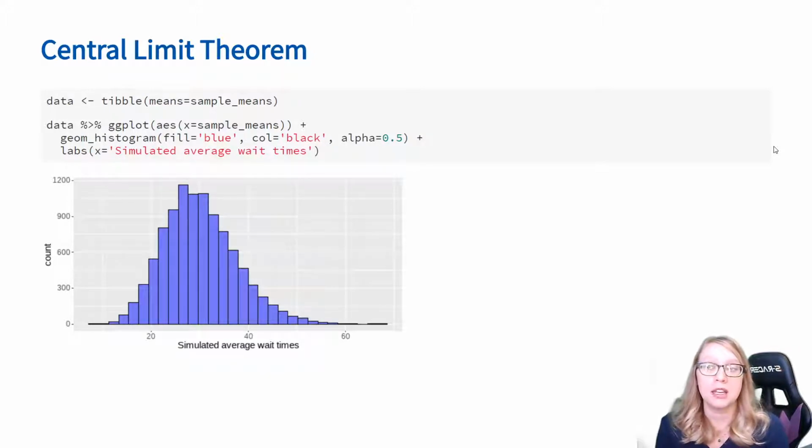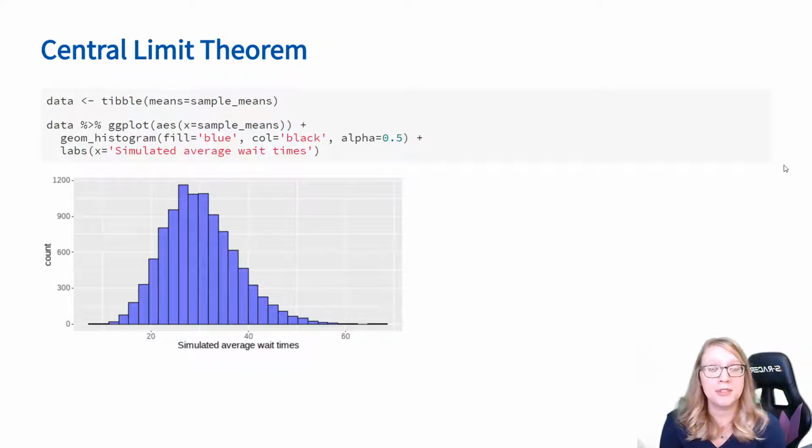More importantly, here's what this distribution of sample means looks like. It's still mimicking the exponential distribution, and then there is some right skew. But if we look at where the bulk of this distribution lies, it has that familiar bell shape starting to peek through. It's starting to look normal.